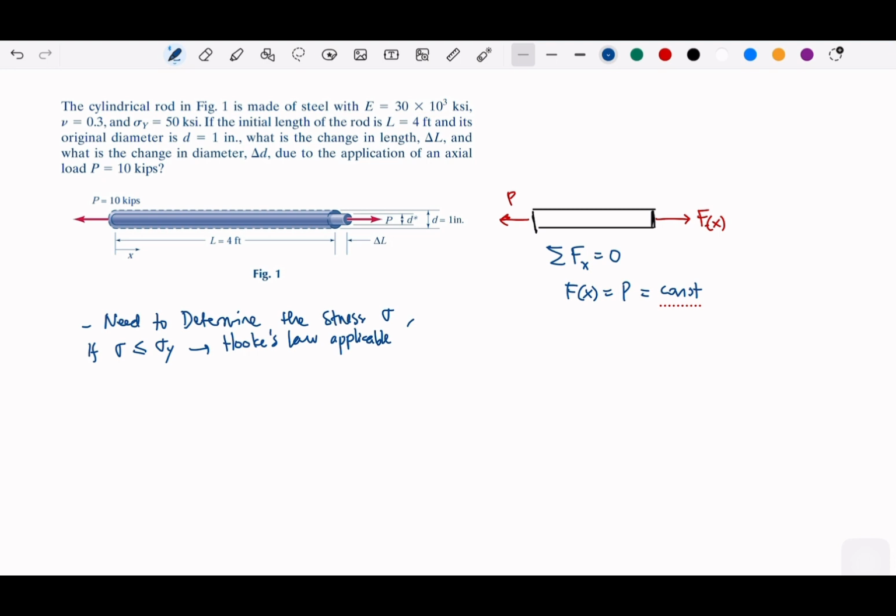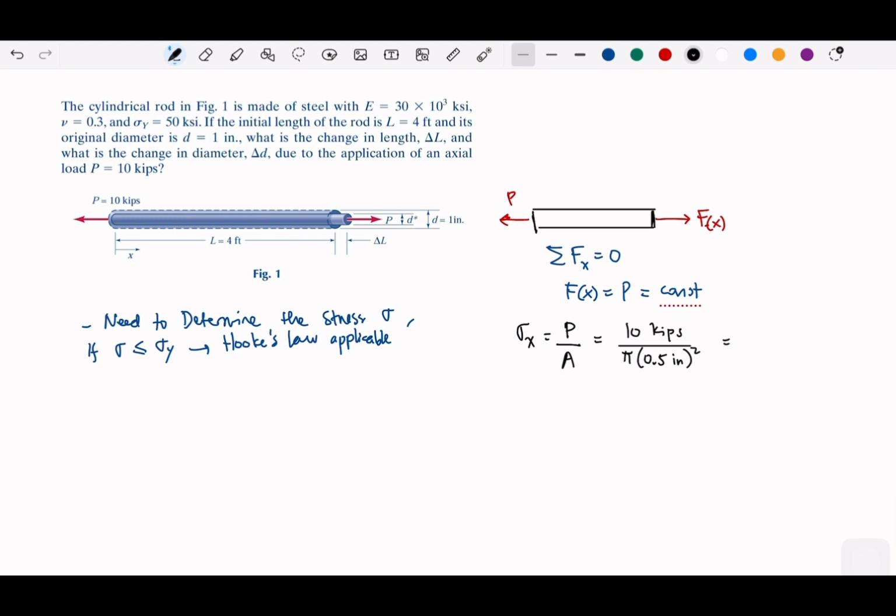So then, because we only have this P, the sigma in the x-axis, because this is the only axis that works with this rod, we could find by taking this P over A, and this P is 10 kips, kilopounds, and then divide by the area. Since the diameter is 1 inch, the radius is 0.5. So we can take 0.5 inch squared.